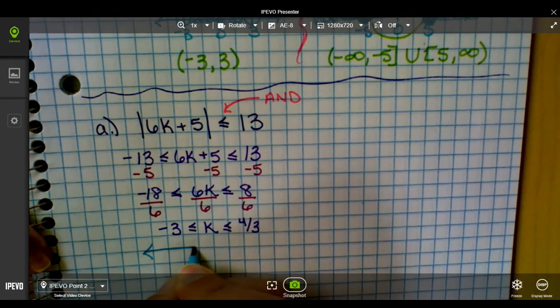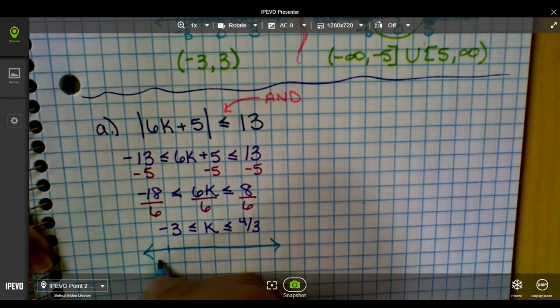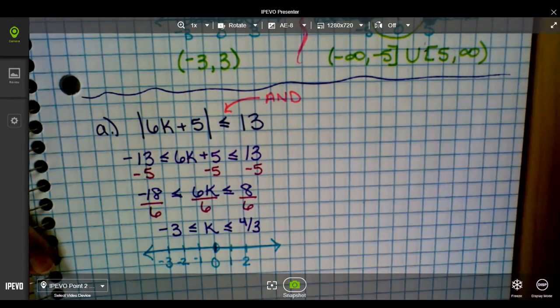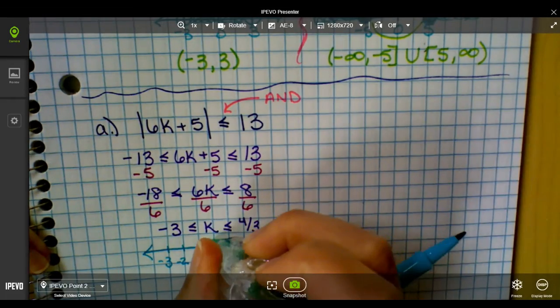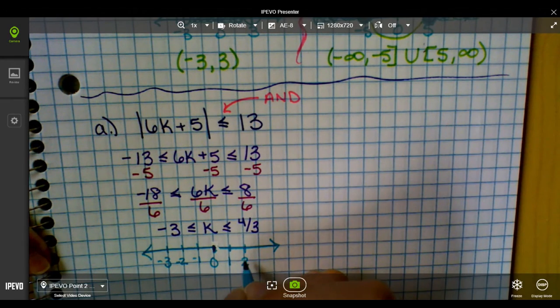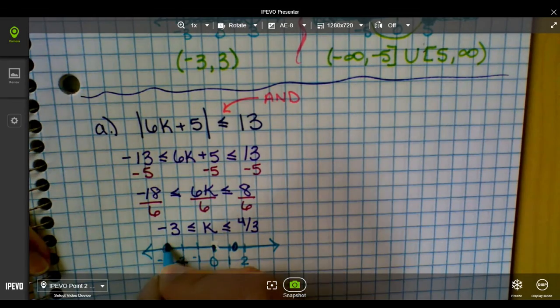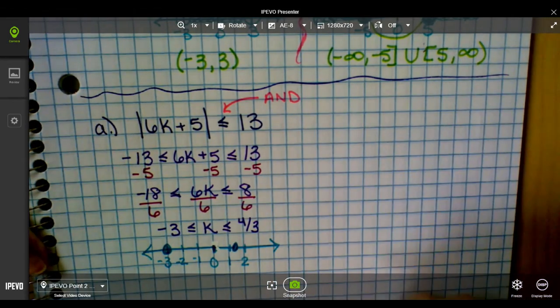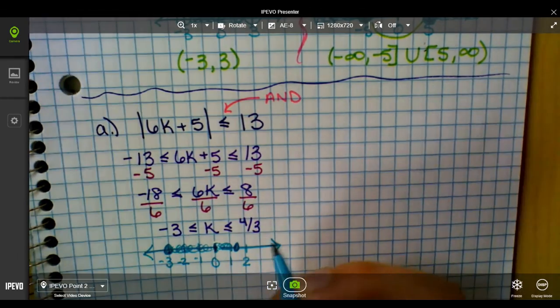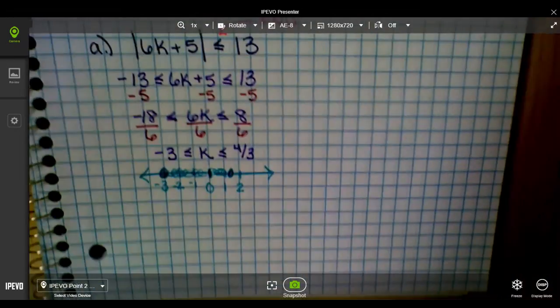So when I go over here, I have negative 3, negative 2, negative 1. Oops, that's just supposed to be 0. And then I have 1, and then I have 2. Let me fix that real fast so it doesn't look like a circle. Okay, and now I'm going to have closed circles on both of these. So 1 1/3 is going to be somewhere right over here. And then I have negative 3 right on the dot, closed circle. And I know it has to be in between here. So I want everything in between these two numbers.